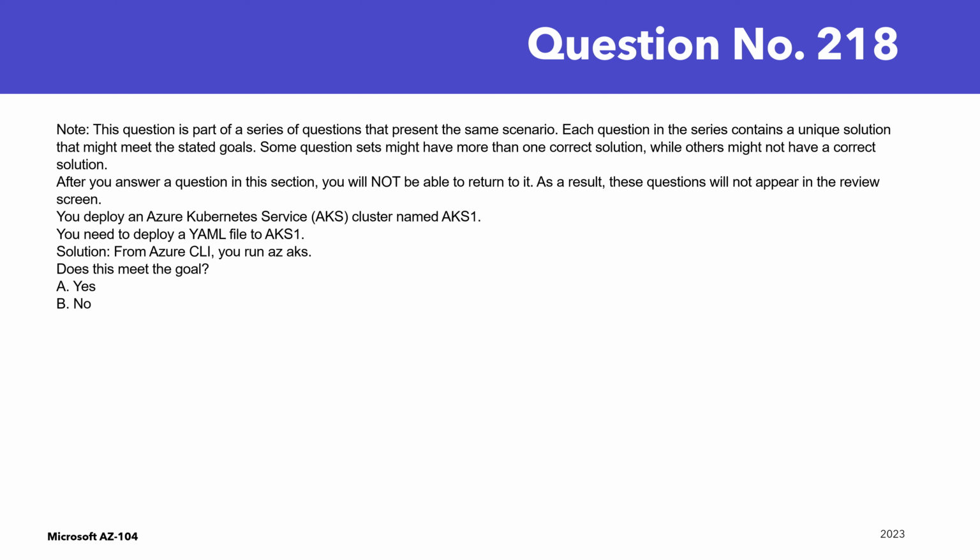You deploy an Azure Kubernetes service, AKS, cluster named AKS1. You need to deploy a YAML file to AKS1. Solution: from Azure CLI, you run az aks. Does this meet the goal? A. Yes. B. No. Correct answer: B.